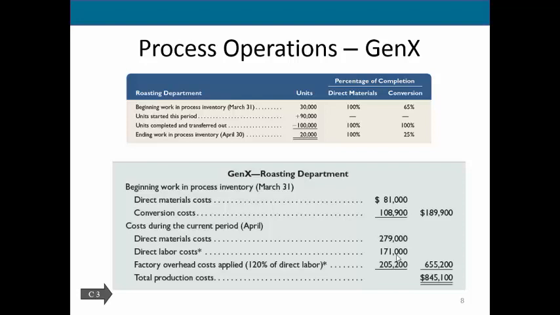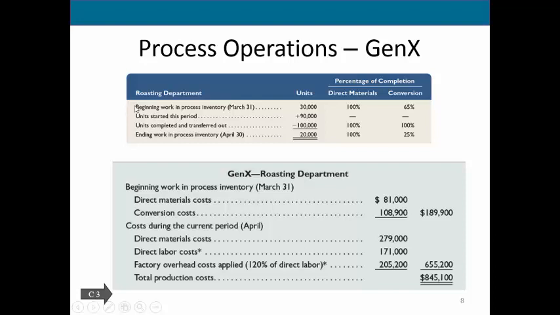So when we're looking at the operations of our company, we need to go ahead and begin to have an understanding of what is going on in the current period. So to do that, we first need to know, where did we begin the current period? What have we started this period? And what have we completed this period? So let's think about this. This is the flow of how things work.